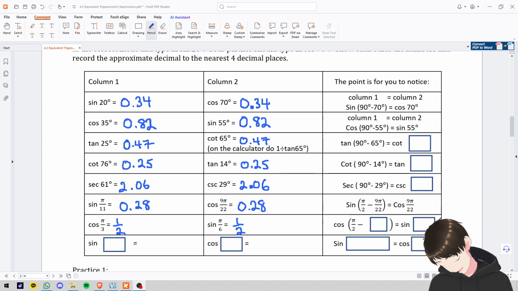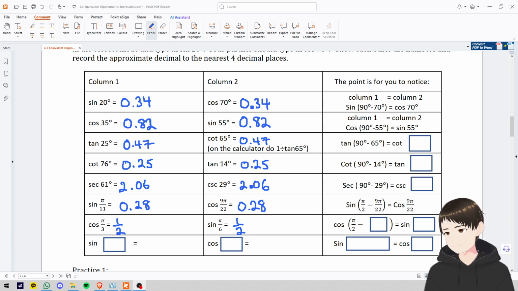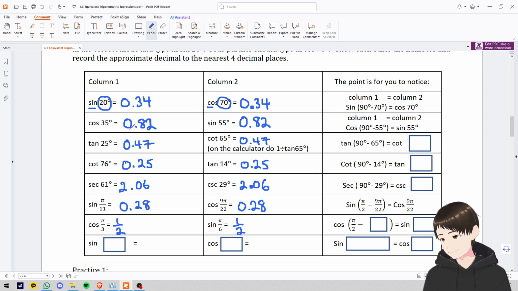Okay, so I'm going to assume the substitute did pause for you, and we can continue on with everyone giving this a shot. Okay, so what you would have noticed is there is a relationship. 20, 70, sine and cosine, the answers are the same. 35, 55, they add to 90, cosine and its related ratio sine, the answers are the same. 25, 65, they add to 90, tan, cotan, the related ratio, the answers are the same. Okay, and it keeps going.